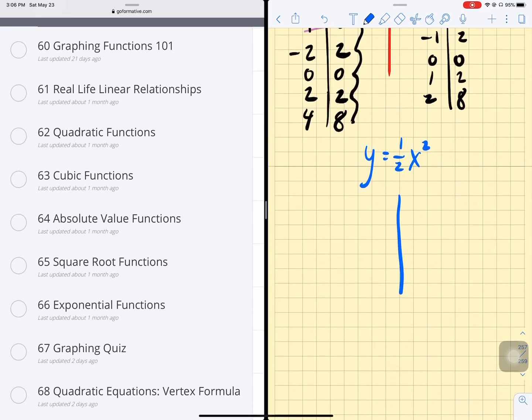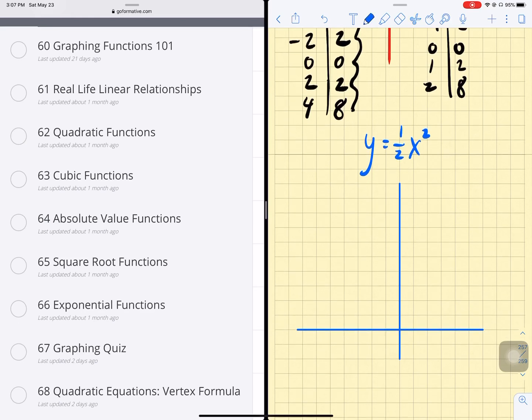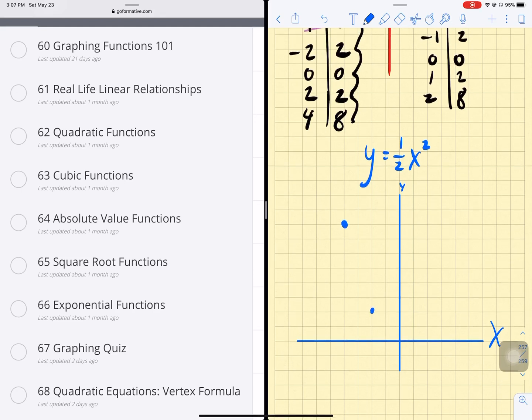And if I do that one, what you're going to see is -4, 8. And what I'll do is I'll move this line down because I don't need it, since it's not going negative. Negative 4, 8. 1, 2, 3, 4, 5, 6, 7, 8. Negative 2, 2. 2, 2, and 4, 8. And then 0, 0. See that?